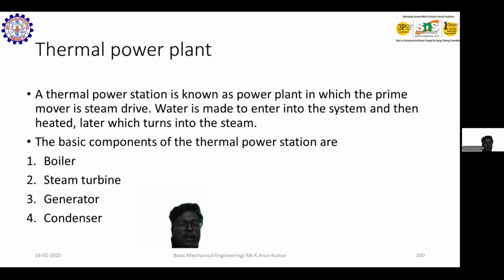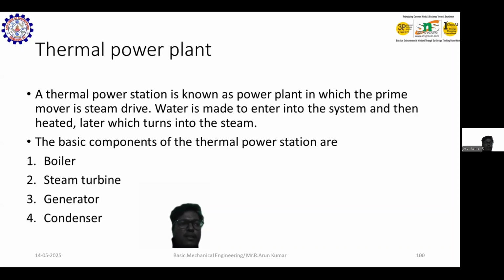What are the basic components of the thermal power plant? The primary one is the boiler, then the steam turbine, the generator and the condenser. These are the effective components used in a thermal power plant. For example, the boiler stores the water, and the water is converted into steam at a high pressure level.